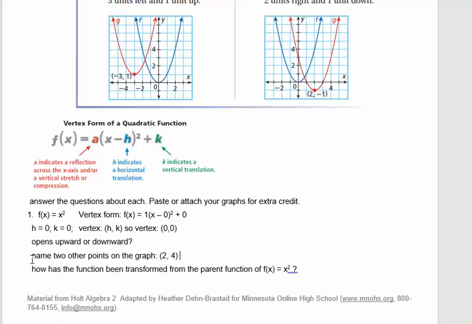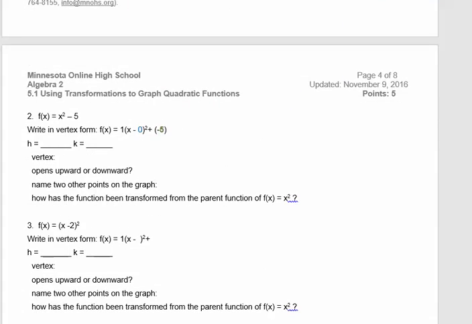Now here's the last question. How has the function been transformed from the parent function? Usually when we answer this question, we'll use the words translation or reflection or stretch or compression, but in this one, we would say that there is no transformation because it is the parent function. F of x equals x squared is the parent function. The rest of these, though, there will be a transformation.